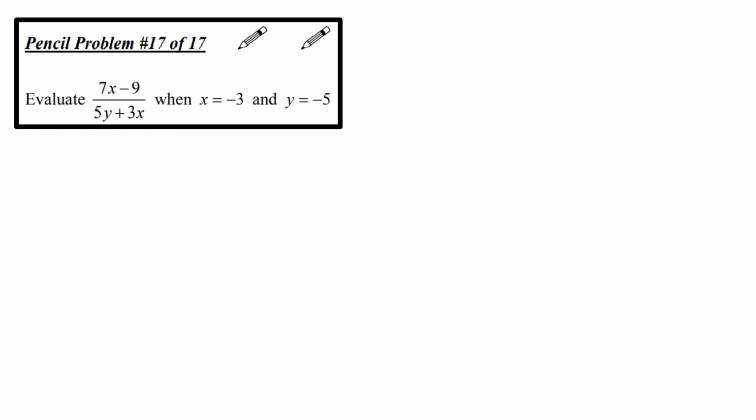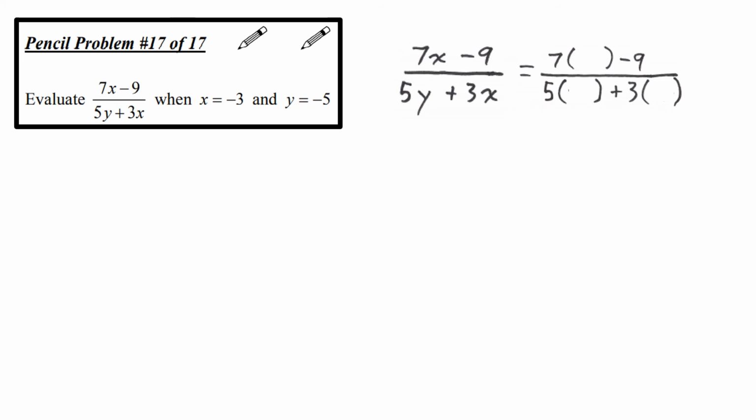Evaluate the expression for the given values. To begin, we'll rewrite the expression with parentheses where the variables were so we can substitute. The question gives us the values for x and y, with x being -3. We have an x up top, so we substitute in -3. There's another x on the bottom, so it's also -3. Next, it tells us that y is -5. We have one location for y, so we substitute -5 in.